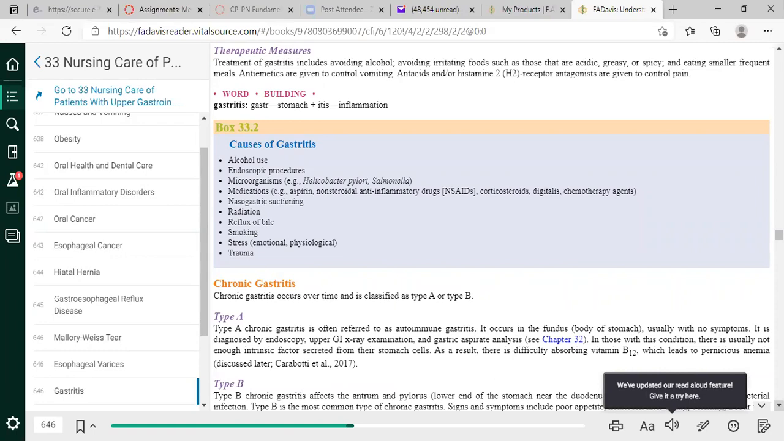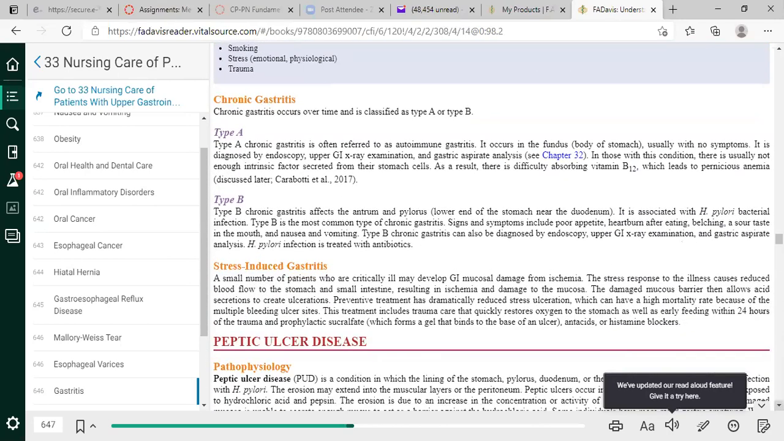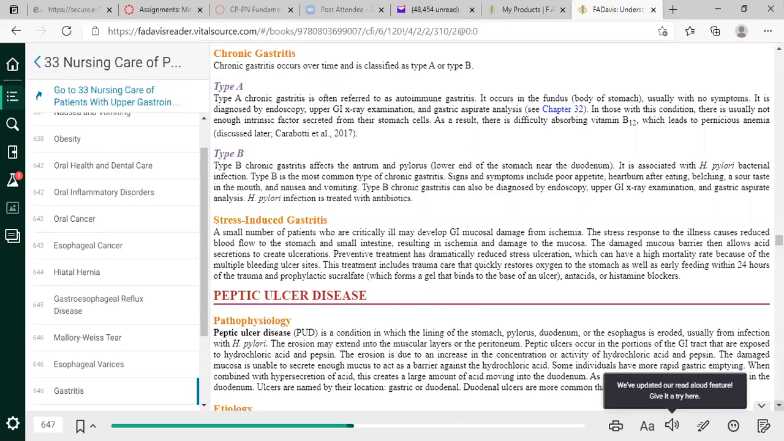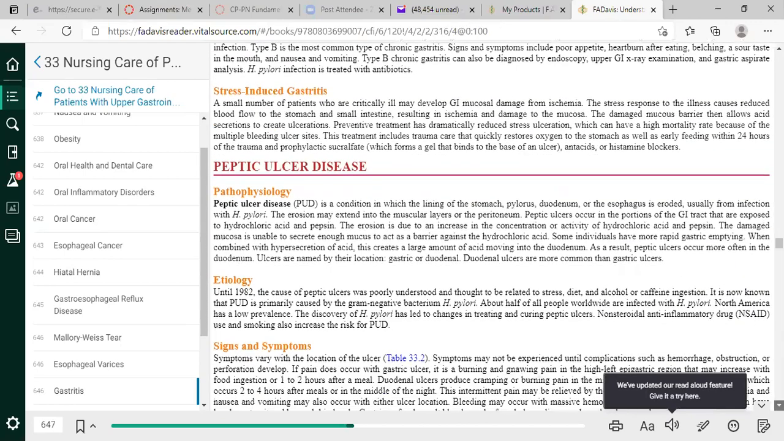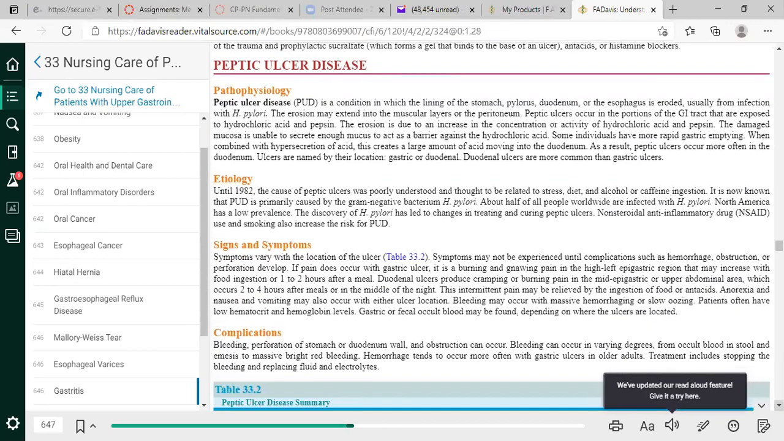And it talks about chronic gastritis. We know when something is chronic, it's progressive, it will continue to worsen, and it's been an ongoing issue for a long period of time. It's talking about peptic ulcer disease. Somebody read the first paragraph for peptic ulcer disease.